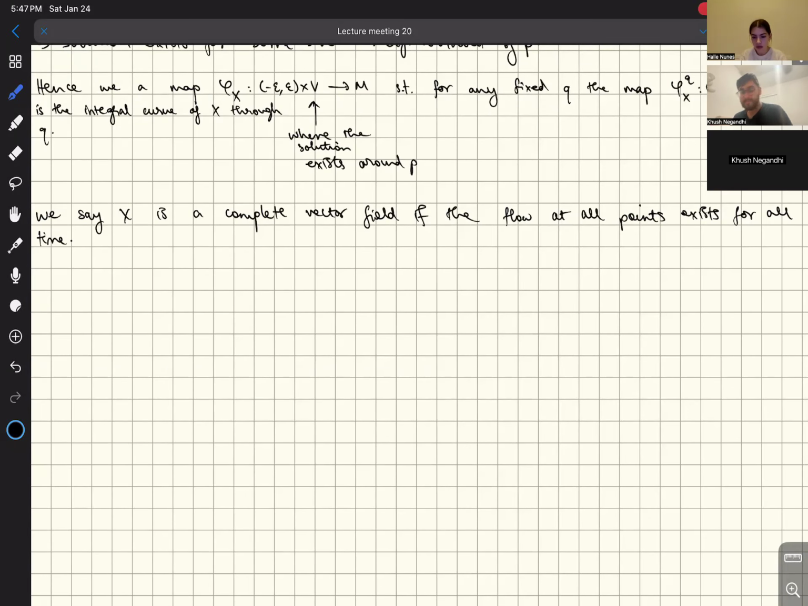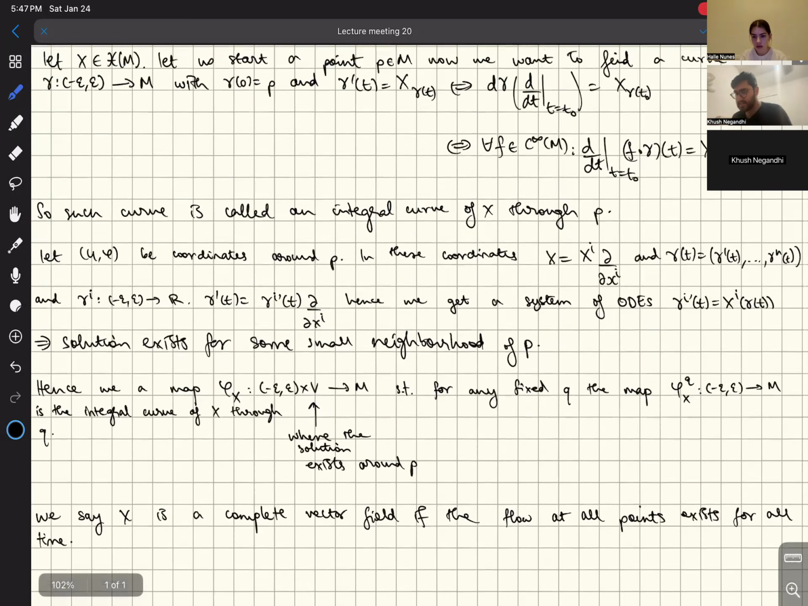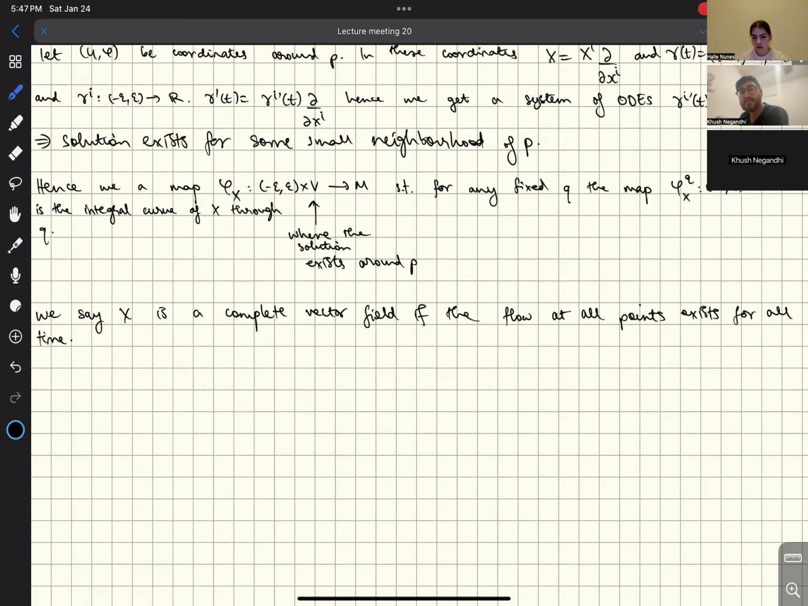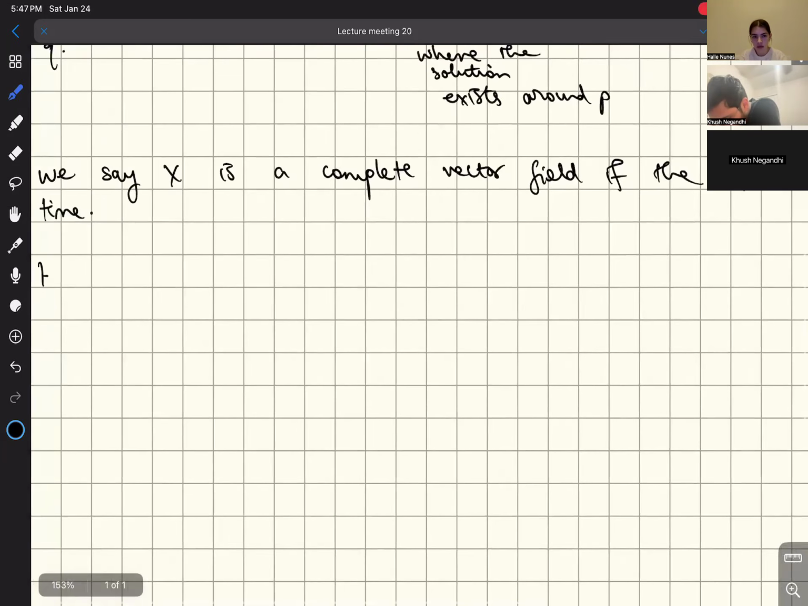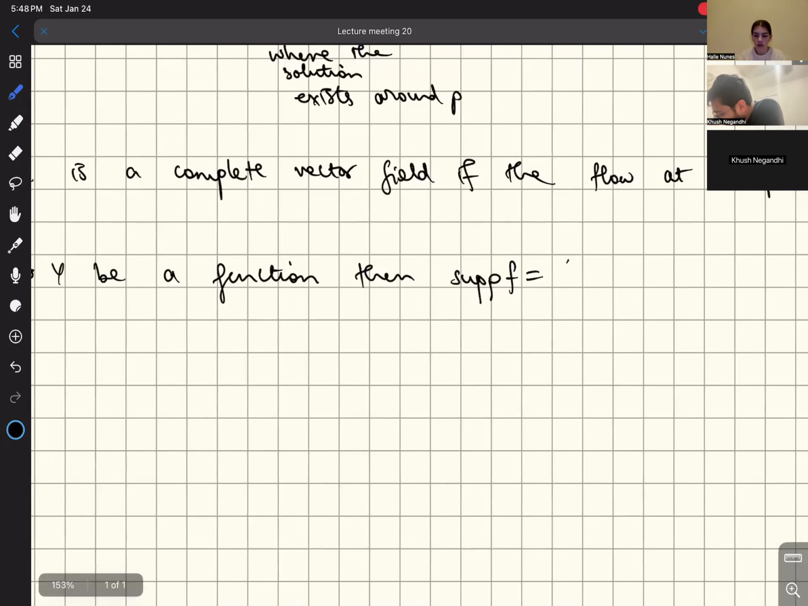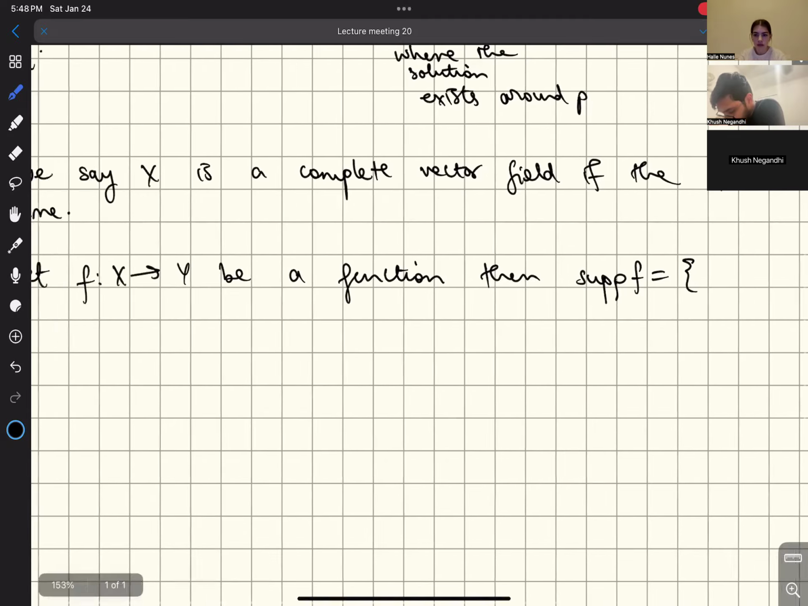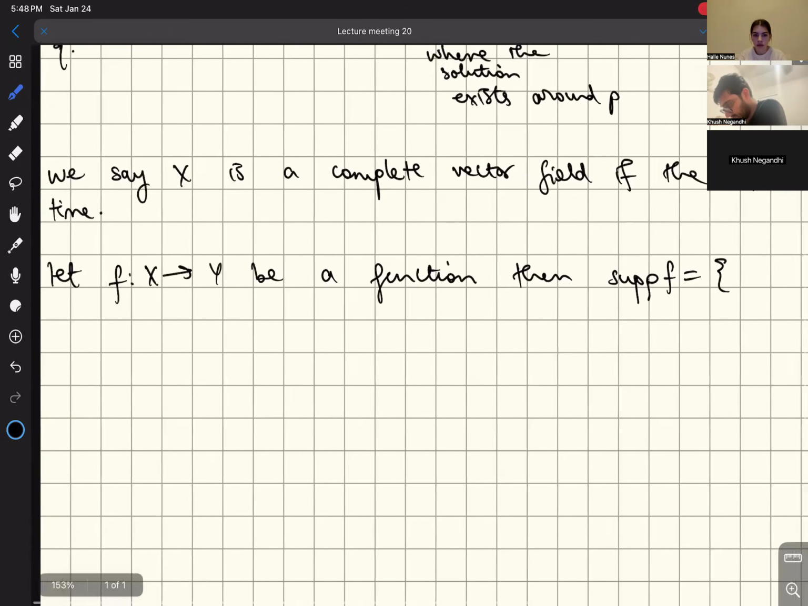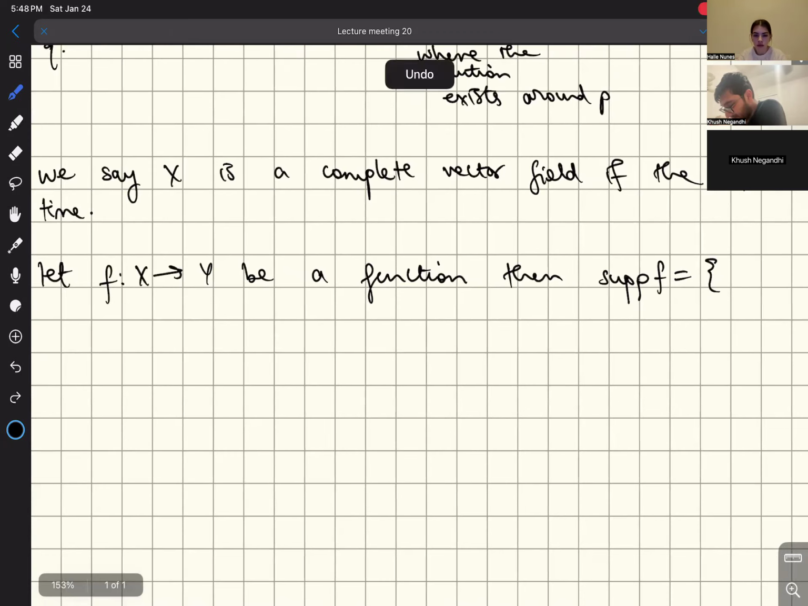Have you seen what the support of a function is? Okay, I'll just define it again. Let f from X into Y be a function. This can be any function, it doesn't have to be smooth. Then the support, which I'll call sup of f, is just the closure. What I'm going to write down will require some additional structure on Y. I'll let you fit that in.